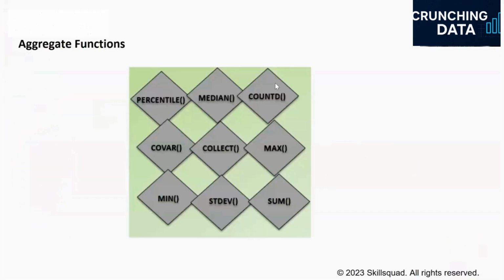The first one is the percentile. Then we have the median. Then count, covariance, collect, max, minimum, STDEV, and sum. Now let's talk about them one by one and see what they are used for.